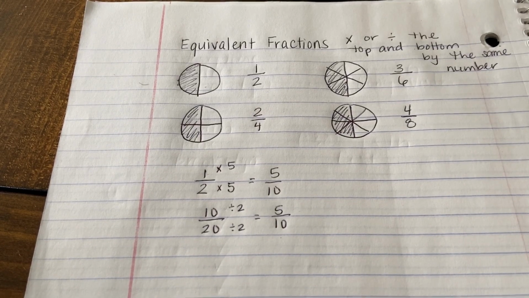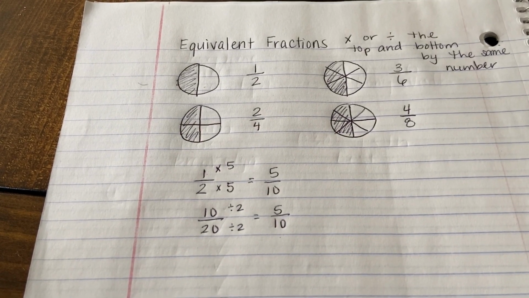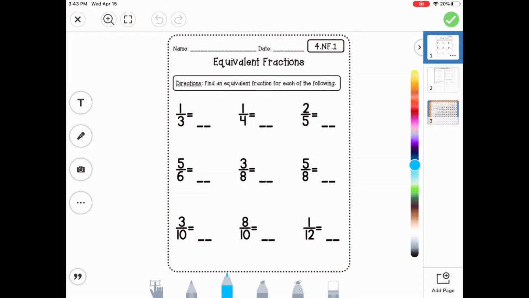Let's go over some of the examples in today's Seesaw assignment so that you can try these on your own. Today in Seesaw, you have 2 assignments to work on where you need to be finding equivalent fractions. This first page, I would recommend using the same strategy that I had just showed you by multiplying the top number and the bottom number by the same number in order to find an equivalent fraction. I'll give you a couple of examples and then you can pause the video and try the rest on your own.